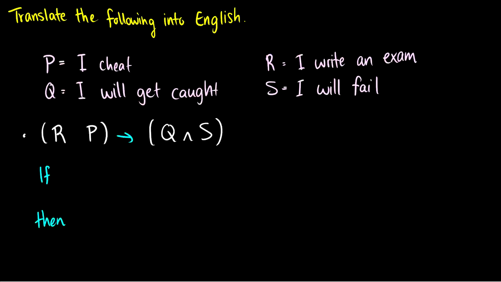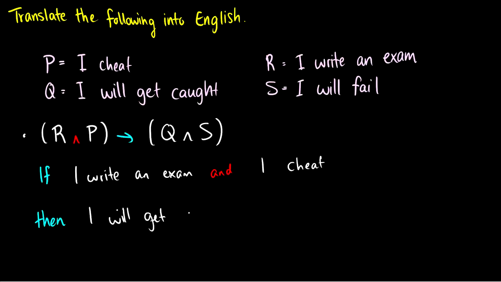Let's do the first bit first. So this is and, the conjunction. What is R? Well, R is "I write an exam," and then we have our connective and, and now we have P. So what is P? Well, P is "I cheat." So: if I write an exam and I cheat, then, with the arrow, Q, "I will get caught."